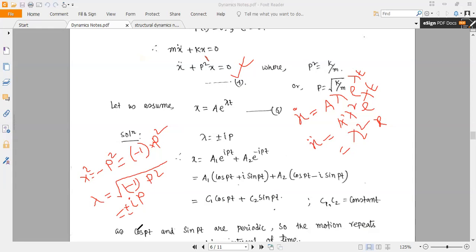Everybody clear? So that's why the solution here is x equal to plus minus ip. Now, if it is a solution, and we put it in this equation, then the equation will be x is equal to a e to the power I plus minus ip t. So it is the solution.